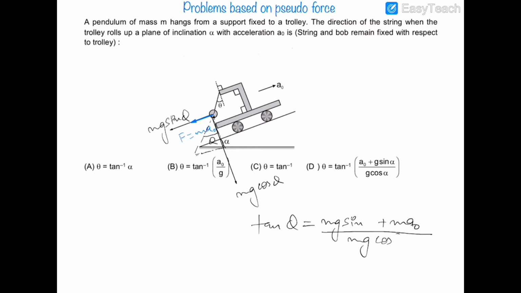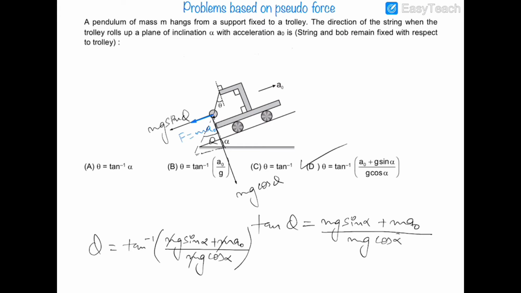So theta will be equal to tan inverse of mg sin alpha plus ma naught upon mg cos alpha. Okay, and cancelling m with m we get the answer, option number D. Okay, now this is the last problem on the pseudo forces, and in the next part we'll move on to the next concept, which will be the spring concept.